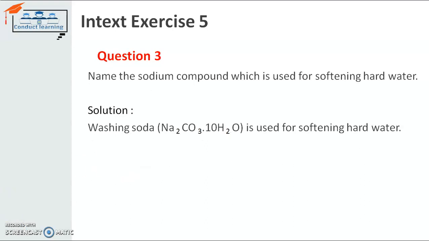Next is, name the sodium compound which is used for softening hard water. We all know that to reduce or overcome the hardness of the water, we use washing soda, because the same is used as a detergent for washing our clothes. The chemical name for this is sodium carbonate with 10 molecules of water. This is used for softening the hard water, so that it becomes easy for us to wash the clothes, and the dust and the oil from the cloth will be removed.